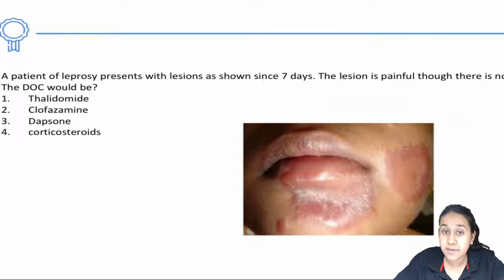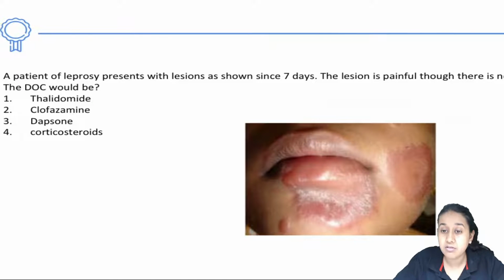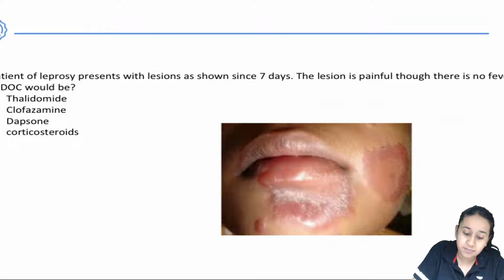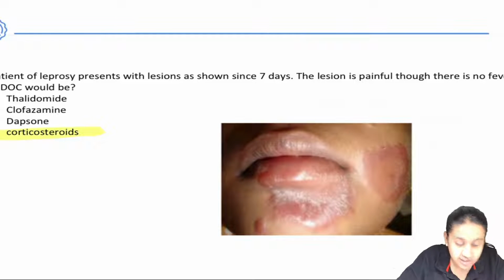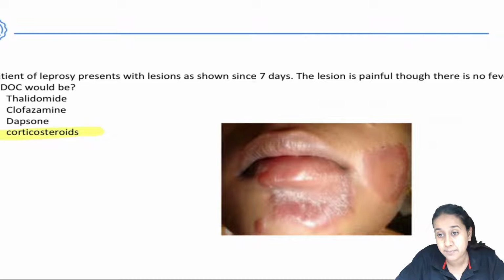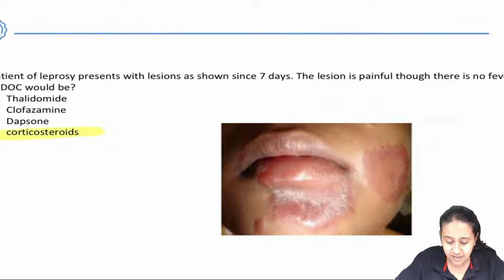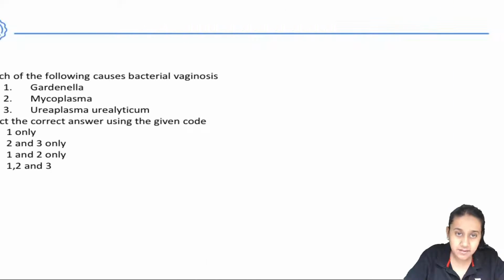Please remember, this is a patient with type 1 lepra reaction, where there is inflammation, erythema, and pain on the existing lesions. And whether it is type 1 or type 2, the treatment of choice is always corticosteroids. So here this is a case of type 1 lepra reaction, and that is why corticosteroid becomes the treatment of choice. Next question.